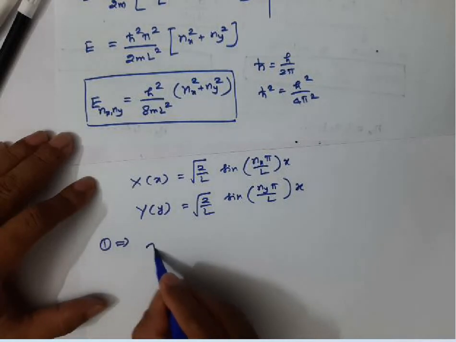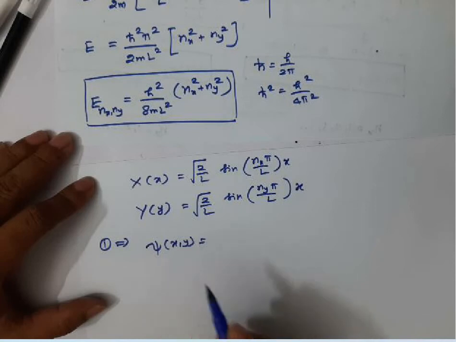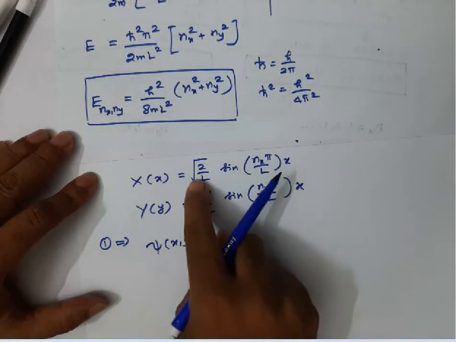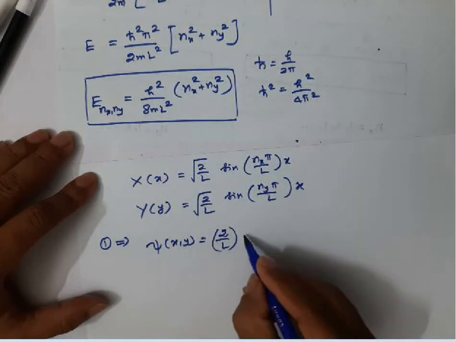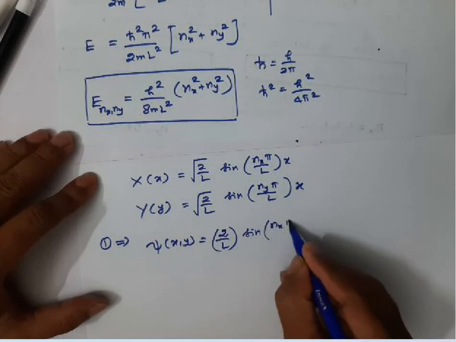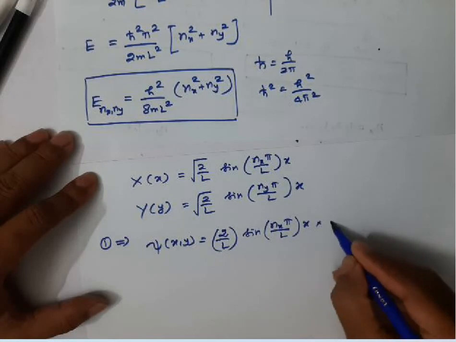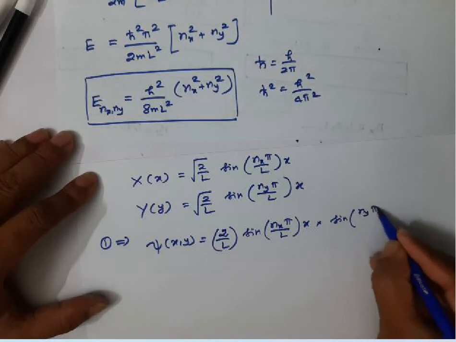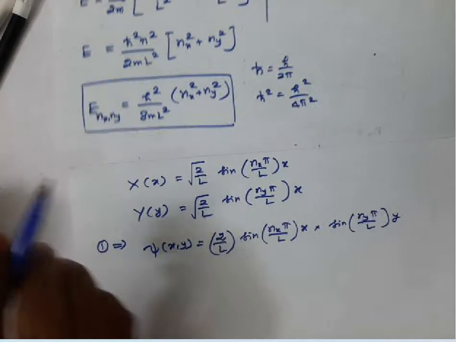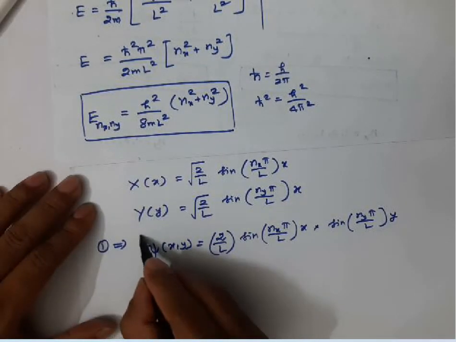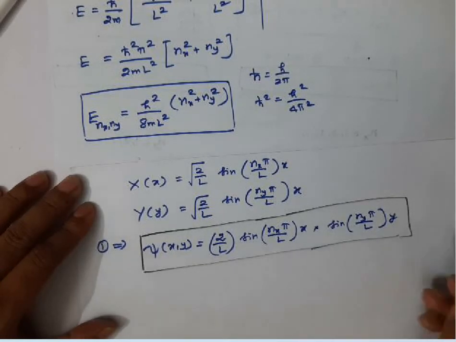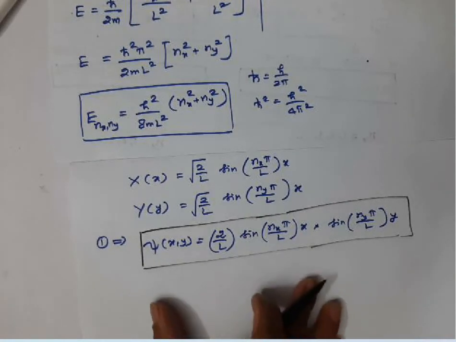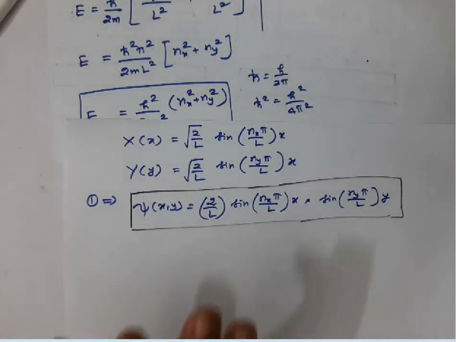So what is the wave function? Psi of x comma y equals, you have to multiply these two, root 2 by L, root 2 by L. If you multiply, you will get 2 by L into sine nx pi by L into x into sine ny pi by L into y. So this is the general expression for the wave function, which is applicable for all the states. This is the general expression for the wave function of a particle confined in a square 2D box.